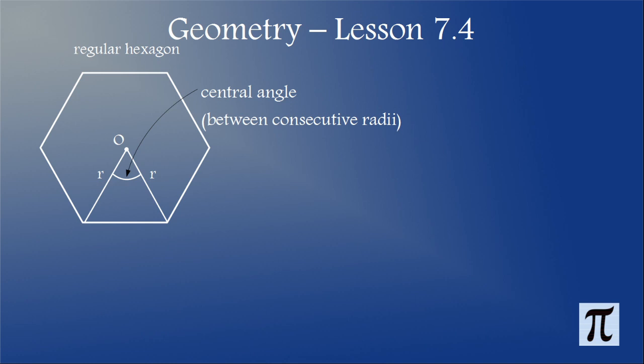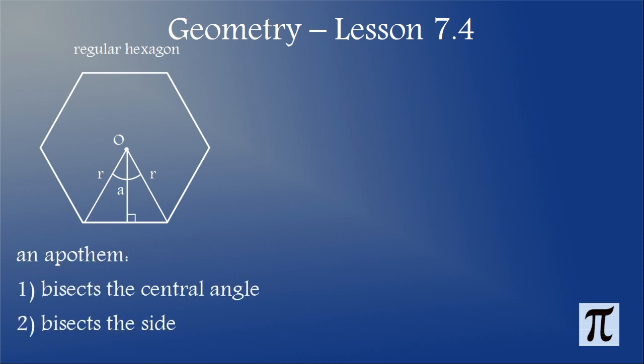Now let's move the central angle down here to the bottom of this hexagon, and redraw the apothem. In this case, the apothem both bisects the central angle and it bisects the side of the polygon. So here you can see we've created two smaller angles that are congruent to each other and two smaller segments that are congruent to each other.